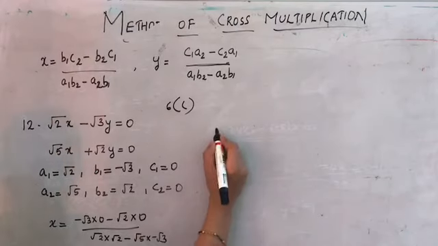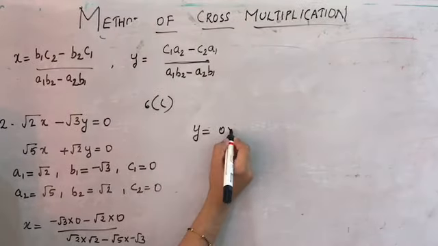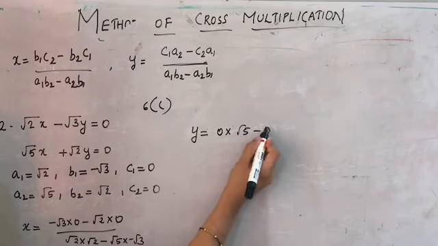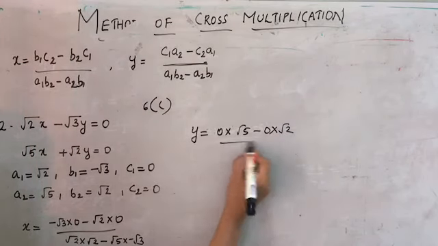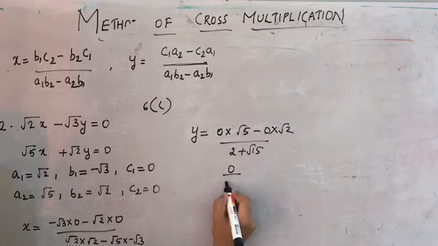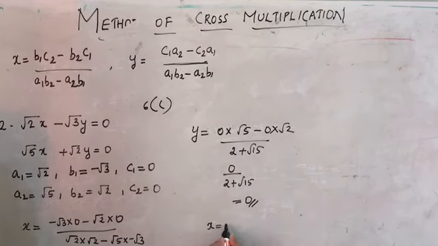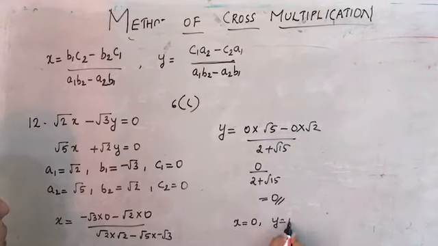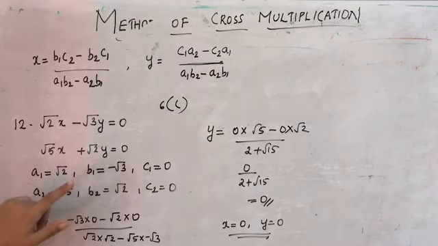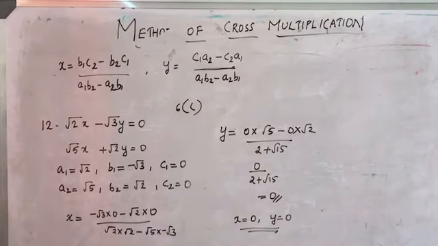Now let us find the value of y. y equals c1 a2 by the denominator. So again you get 0 into a2, a2 is equal to root 5, minus c2 is 0 into root 2, by the denominator 2 plus root 15. So again you get 0 by 2 plus root 15 equals 0. So the value of x is equal to 0 and the value of y is equal to 0. So from this question we clearly understand that if c1 and c2 are equal to 0, the values of x and y will be equal to 0. Thank you, students.